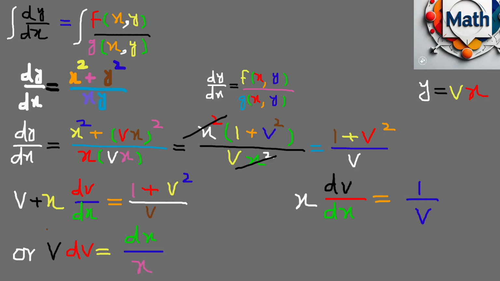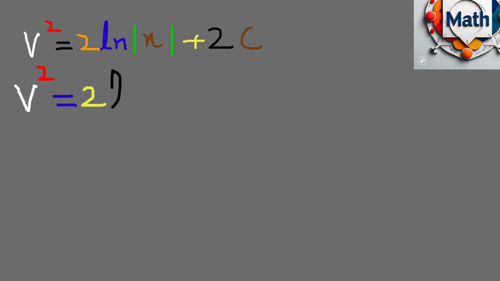This separation allows us to integrate both sides: v²/2 = ln x + c, where c is the constant of integration. Rearrange to solve for v. v² = 2 ln x + c', where c' = 2c is another constant.